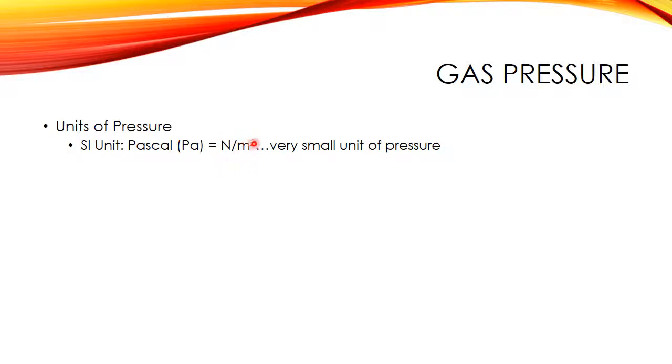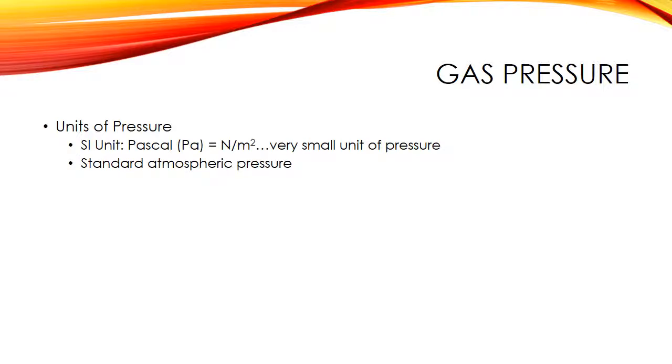Meters squared would be a unit of area. So 1 Newton applied over an area of 1 meter squared, that would be a Pascal. We really don't use this unit hardly at all because it's such a small unit of pressure. 1 Newton is not very much force, applied over a large area of 1 meter squared, that's going to be a very small pressure.